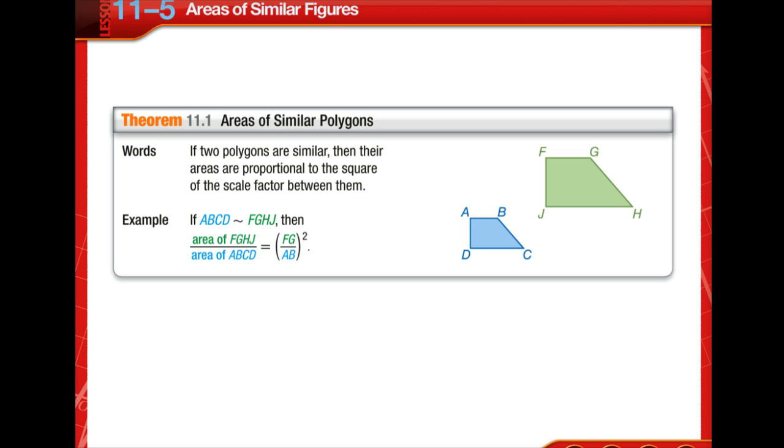Previously, you've learned that if two polygons are similar, then their perimeters are proportional to the scale factor between them. Now, the areas of two similar polygons share a different relationship, as shown in Theorem 11.1. If two polygons are similar, then their areas are proportional to the square of the scale factor between them.